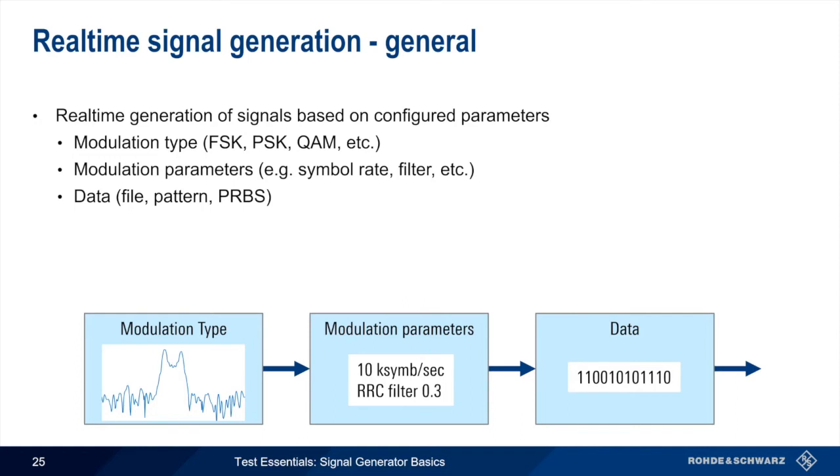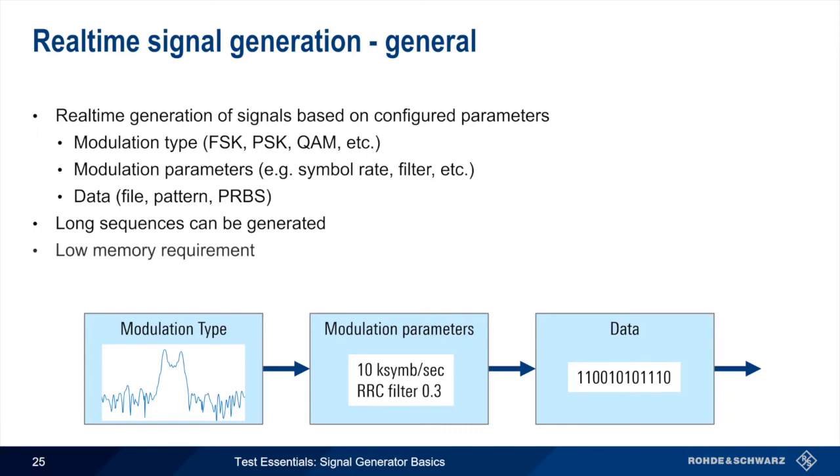This can be in the form of a file, a repeating pattern, such as alternating ones and zeros, or a so-called pseudo-random bit sequence, or PRBS. PRBS data looks random, but is actually a known repeating pattern. Since the generator is creating the symbols in real time based on these defined parameters, very long sequences can be generated. There is no length limitation, such as there is with static, predefined ARB files.